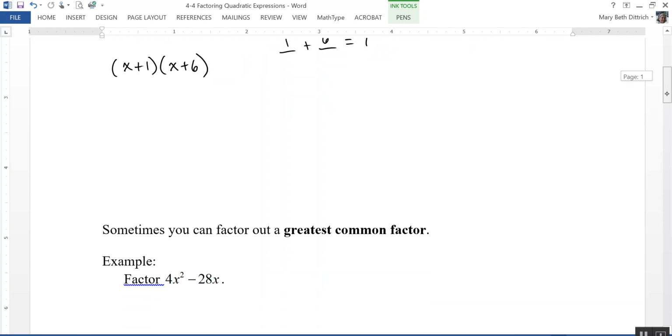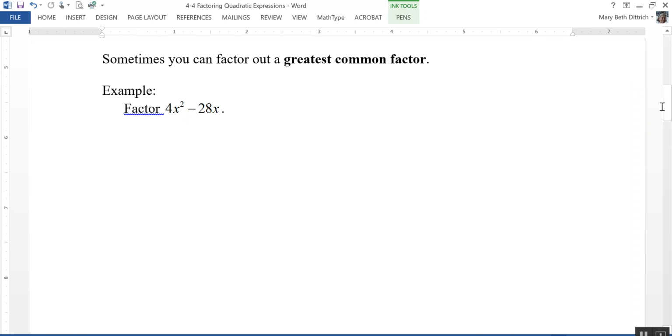Sometimes with a quadratic expression you can factor out a greatest common factor. So let's take a look at this example. We need to factor 4x squared minus 28x. Well, I notice that both of the terms in that binomial have an x in them, and both of the coefficients can be divided by 4. So in this case, my greatest common factor would be 4x, and then factoring that out of each of those terms is going to leave me with an x minus 7. So my final answer is 4x times the quantity x minus 7. You can check this by distributing, and you should get back to where you started.